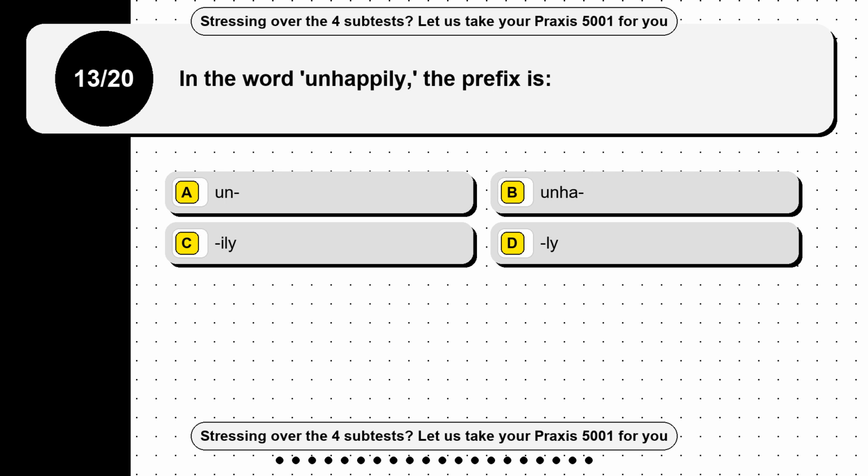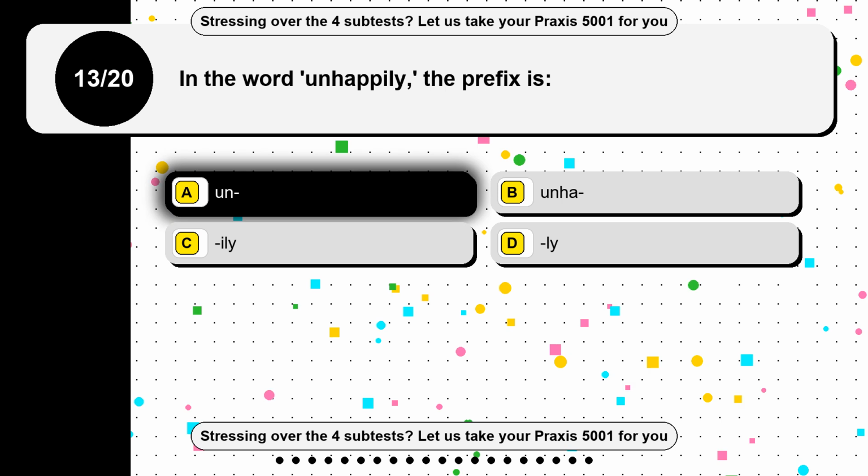Question 13. In the word unhappily, the prefix is. Option A, un. Option B, unha. Option C, ily. Option D, ly. The correct answer is option A, un.